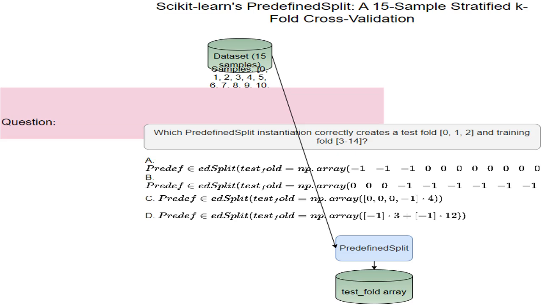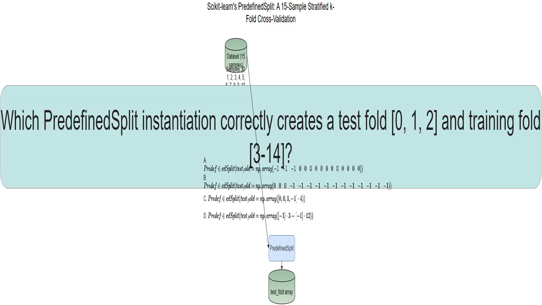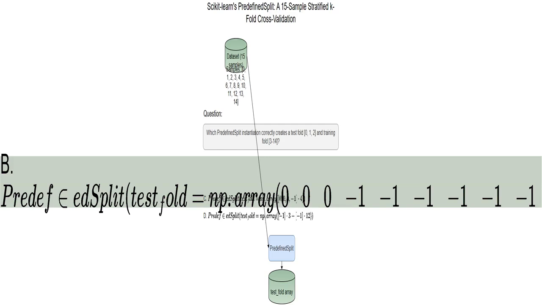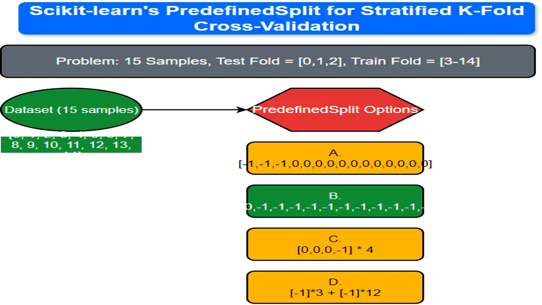Option A represents the data split with an array. The first 3 samples are assigned to -1, training, and the rest to 0, test. This is not what I need. Option B represents the data split using an array where samples 0, 1, and 2 are in test fold 0, and the remaining samples are in the training set, -1. This is correct. Option C creates an array that is 16 elements long when I only have 15 samples. So it's incorrect. Option D assigns all 15 samples to the training set, -1, meaning there is no test set, which is incorrect. This is the title of the problem.